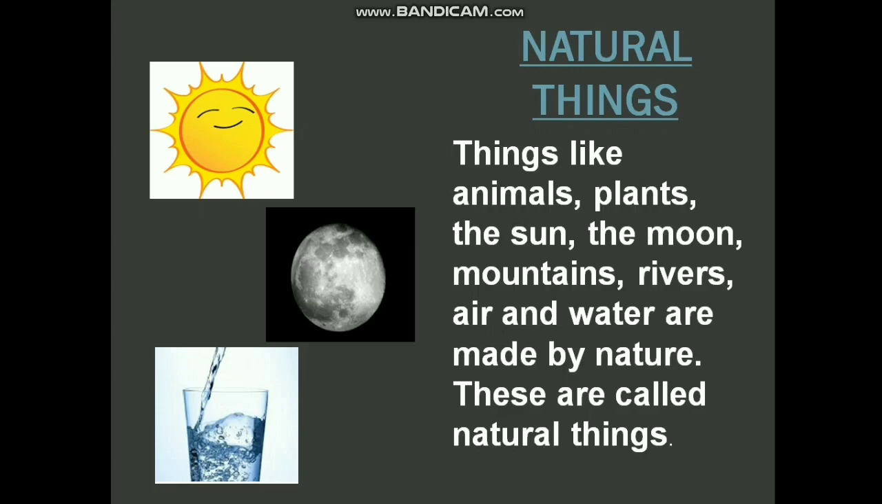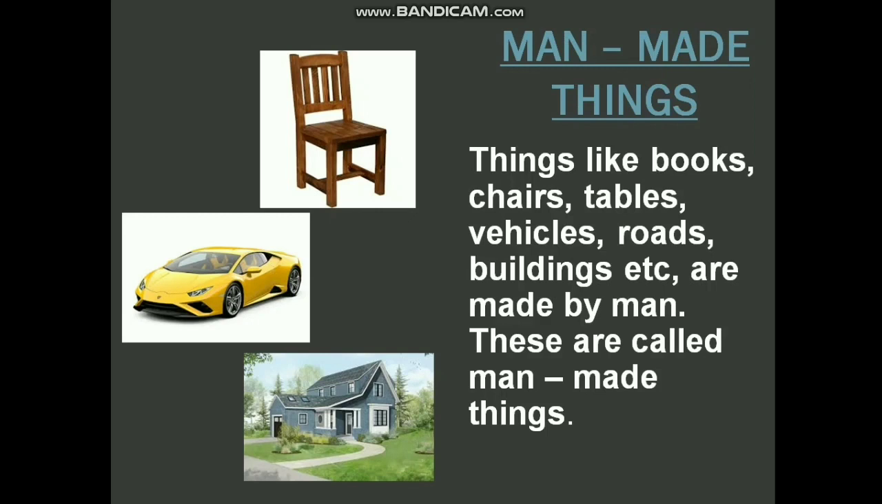Now we'll move to our next topic, that is man-made things. Things like books, chairs, tables, vehicles, roads, buildings, etc. are made by man. These are called man-made things. So children, books, chairs, tables, vehicles, all these are made by man. These are made by human beings. So that's why these are man-made things. Understood? These are the examples of man-made things. Everything which is made by men.